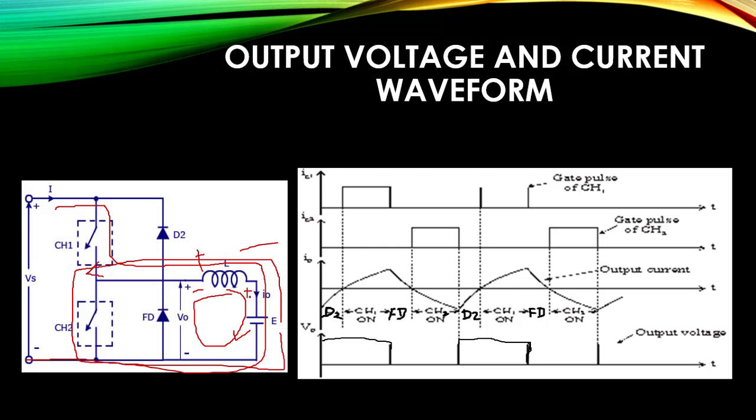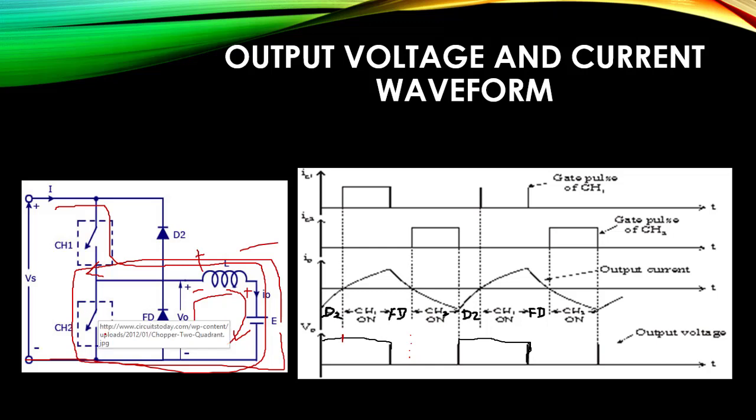What will be the output voltage? When CH1 is on, we get this output voltage, that is V0. So CH1 is on means we are getting output voltage. Then when this switch is off, the current takes this path and there is no output voltage. When the freewheeling diode conducts, there is no output voltage. Then CH2 is on. When CH2 is on also, the current path is like this, with no output voltage.